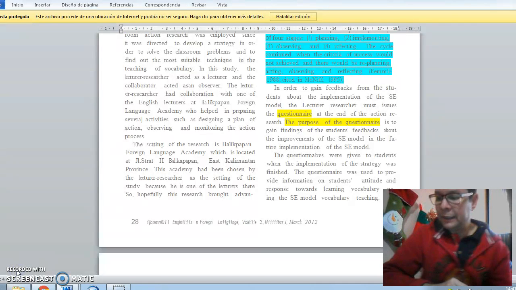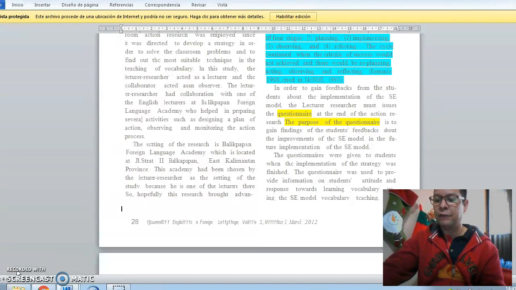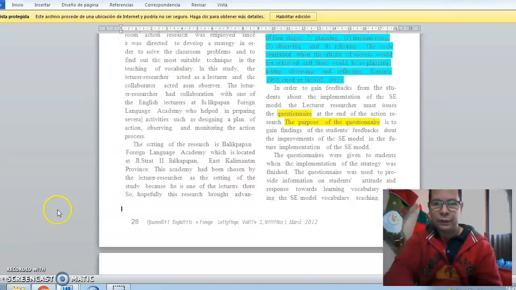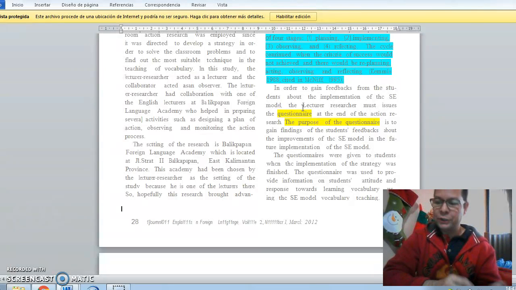However, later in the article, the following reference is made: to get feedback from students about the implementation of the 5E model, the researcher must issue the questionnaire. Here we have the information about the questionnaire right here. He must issue the questionnaire at the end of the action research, which is an instrument used in quantitative research. That is that specific part here.